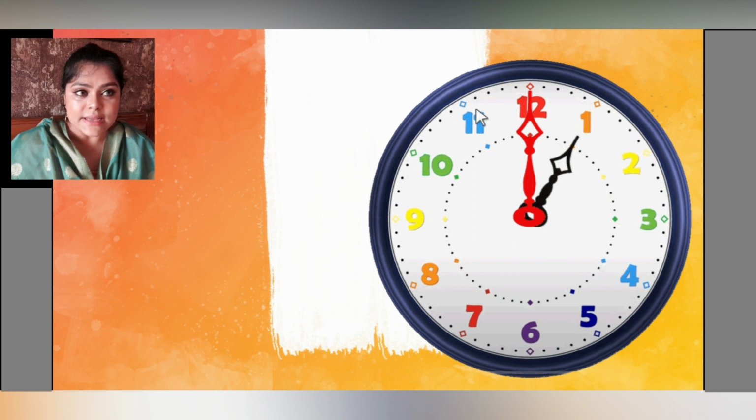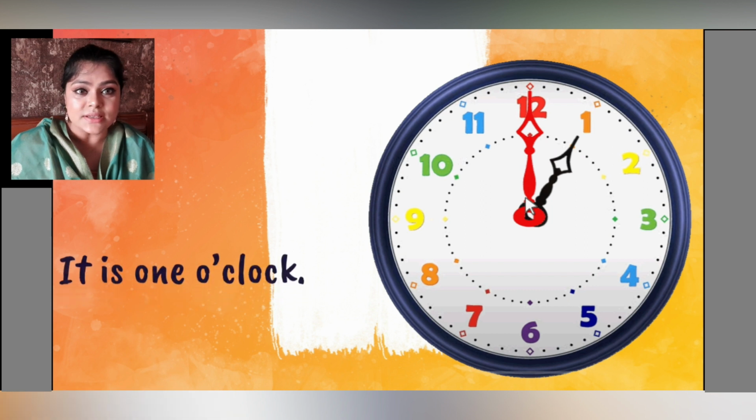Now, when telling time, we always look at the hour hand first. Now, on this watch, the hour hand is pointing to 1 and the minute hand is pointing to the 12. So what time is this? When the hour hand points to 1 and the minute hand points to 12, it is 1 o'clock. Very good.